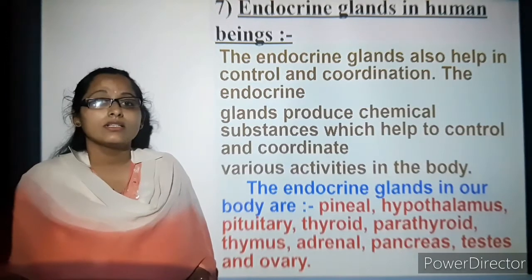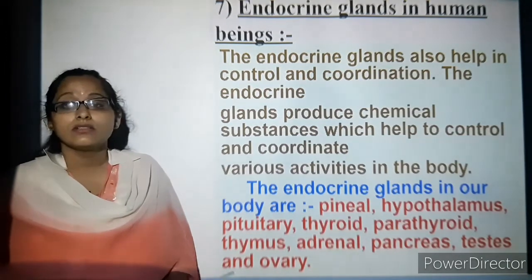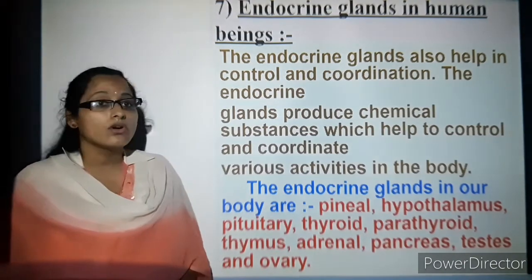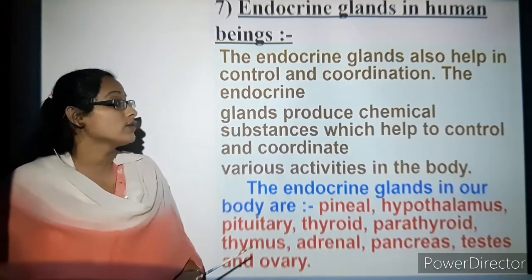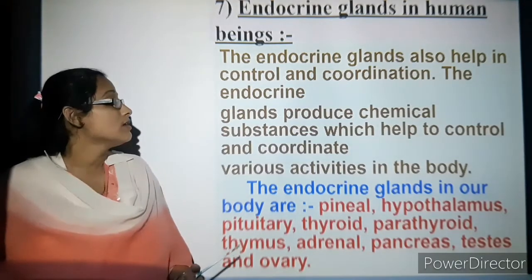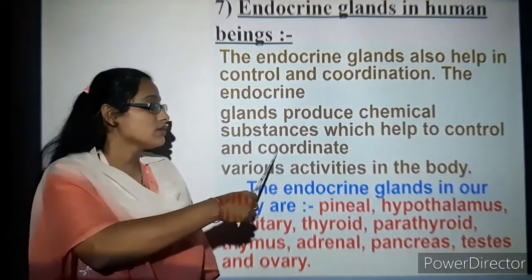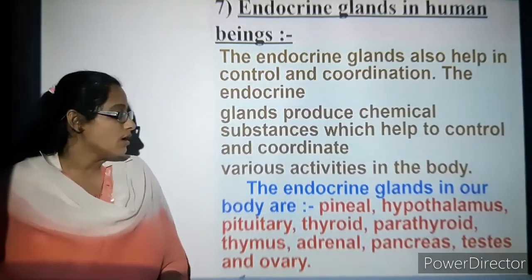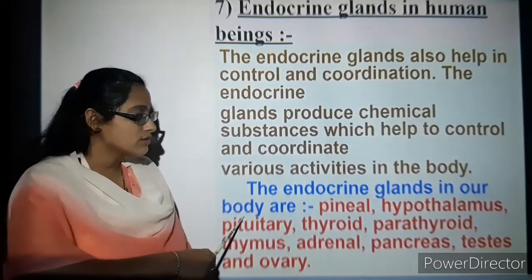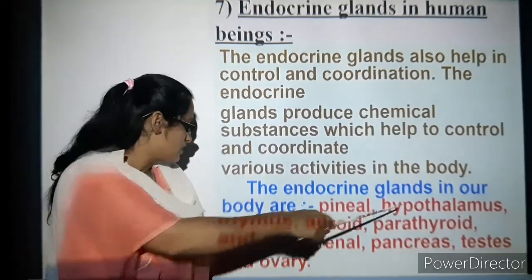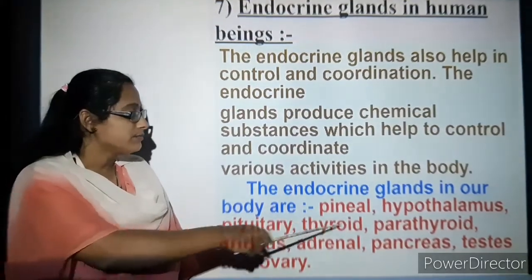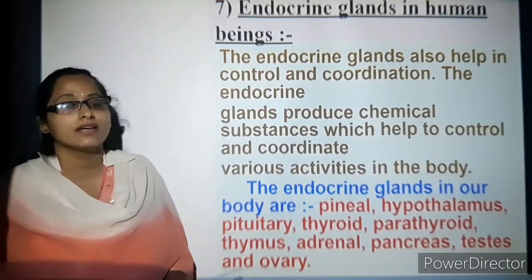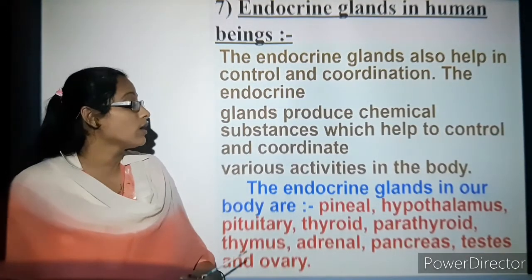So next we'll understand about the endocrine system, or endocrine glands, in the human body. Endocrine glands also help in control and coordination in human beings. The endocrine glands produce chemical substances. They help to control and coordinate various activities in our body. So let's understand some of these. These are the pineal gland, hypothalamus, pituitary gland, thyroid, parathyroid, thymus, adrenal, pancreas, testes and ovary. We'll understand them one by one now.